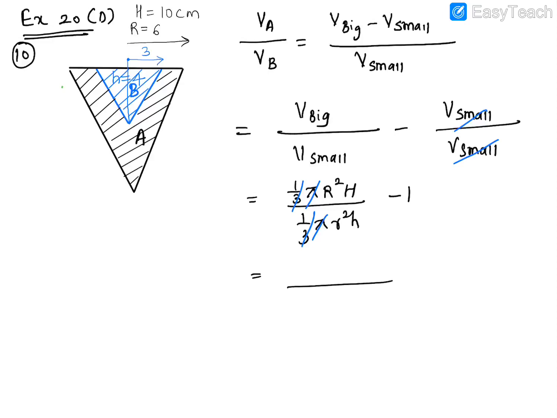So what is your capital R? 6 into 6 into 10. Small r, 3 into 3 into 4, minus 1. So we can cancel: 3 3s are 9, 9 4s are 36. 36 cancel. So what is 10 minus 1? 9. So the ratio will be 9:1.